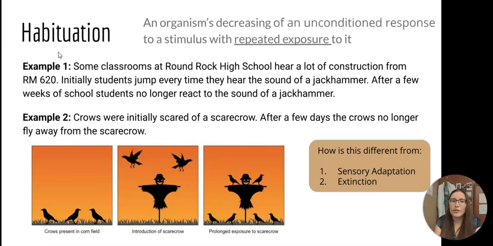Now, this is different from some other terms we're going to talk about this unit, so I do want you to keep in mind and think about how is this different from sensory adaptation from our sensation and perception unit? And how is it different from extinction, which we'll see later on this unit?